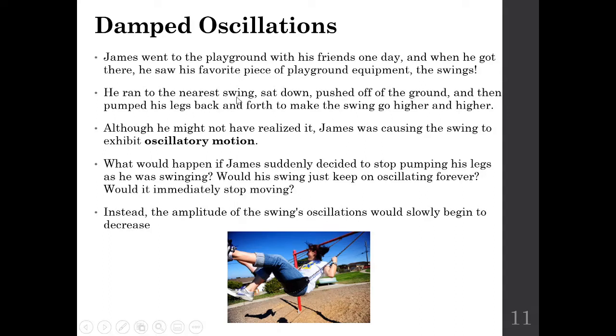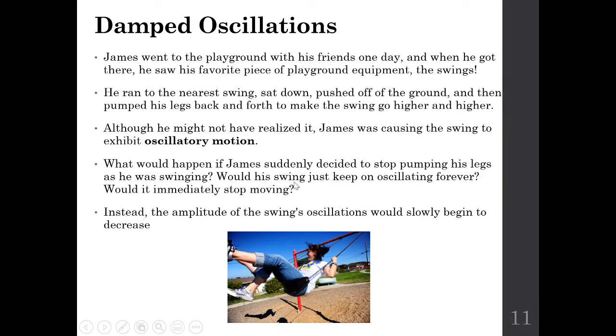He ran to the nearest swing, sat down, pushed off the ground, and then pumped his legs back and forth to make the swing go higher and higher. Although he might not have realized it, James was causing the swing to exhibit oscillatory motion. So he was actually going backward and in the forward direction. What would happen if James suddenly decided to stop pumping his legs as he was swinging?